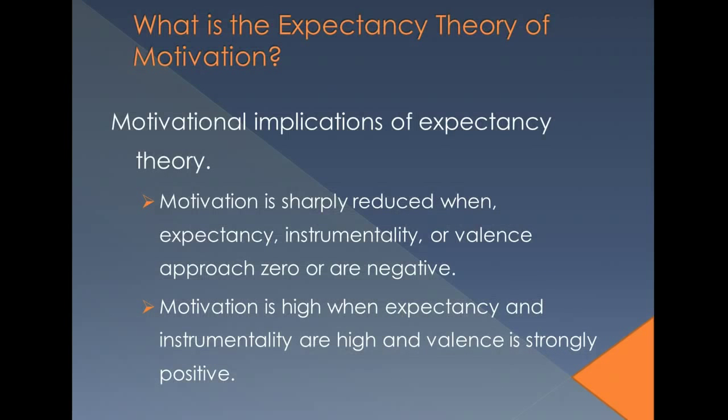Okay. So what are some implications of these motivational theories and expectancy theories? Motivation, of course, is sharply reduced when these three factors get closer to zero or become negative. And motivation is high when these three factors are more positive. So the more positive result you get on the scale, the higher the number, the more motivated someone would be.